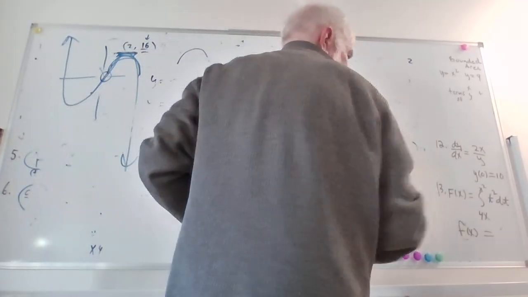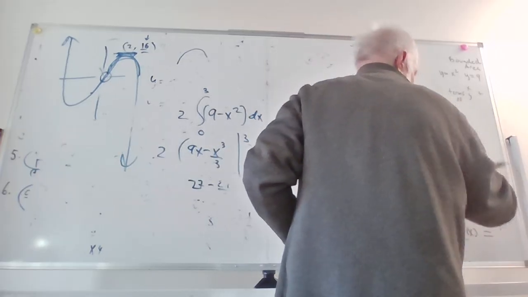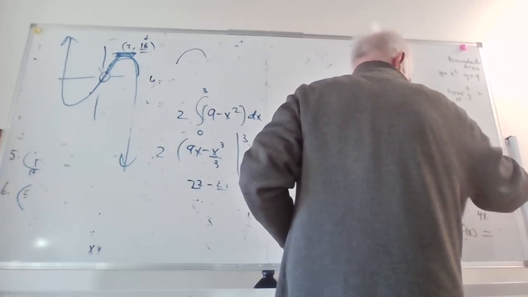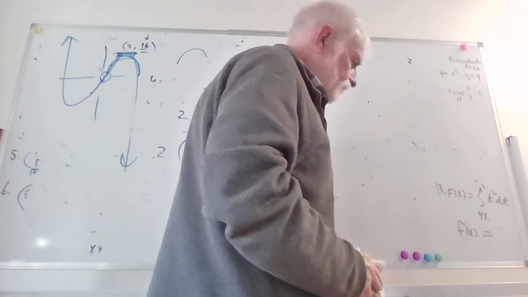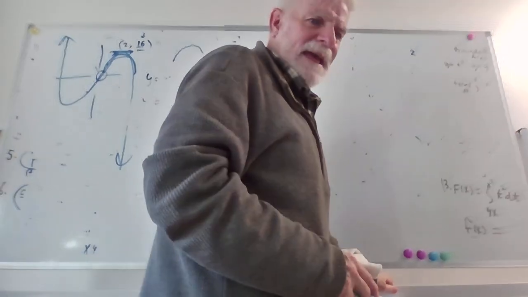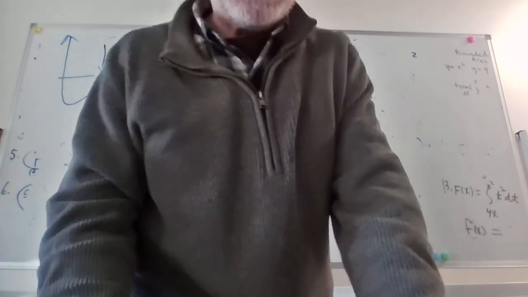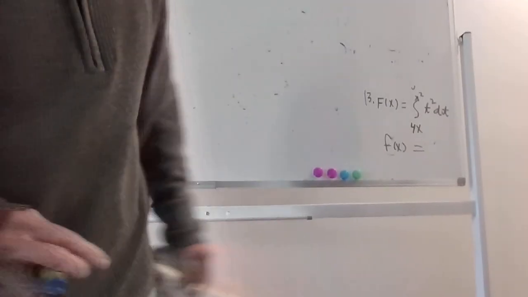Big F of x. I think we can do it here. Almost done. Big F of x. Let's just move the camera. There we go. Good enough.